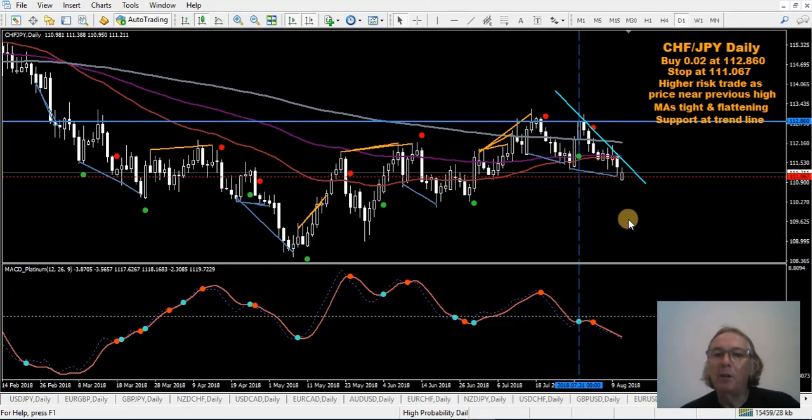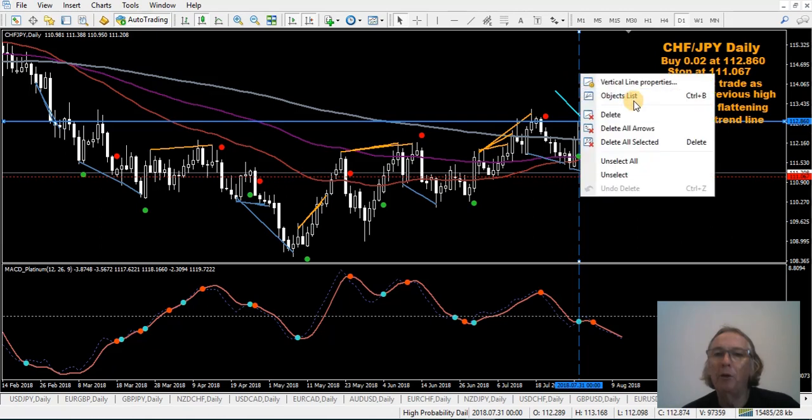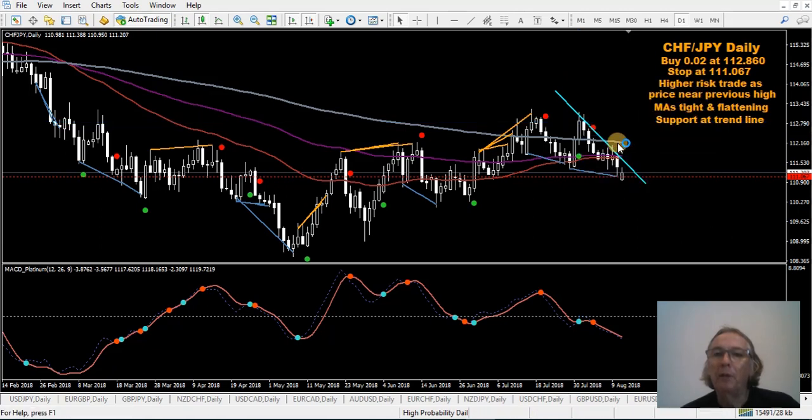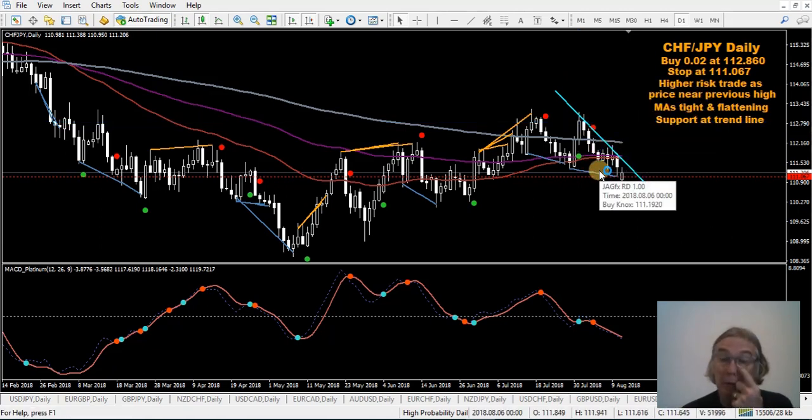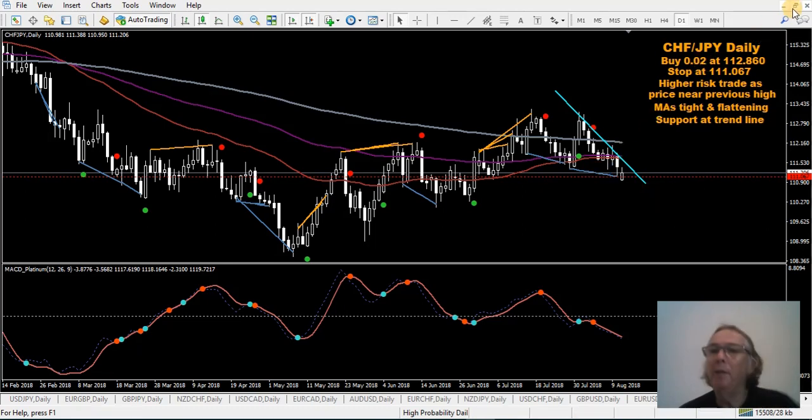Swiss franc, Japanese yen, very similar. I was in a buy, stopped out for a loss. There's the stop level, the red dotted line obviously. It did get a red QMP and red MACD, so I've just drawn the trend line in there, but it's not really relevant at the moment. Waiting on a new buy signal. So that buy out for a loss, that's the Swiss franc, Japanese yen.